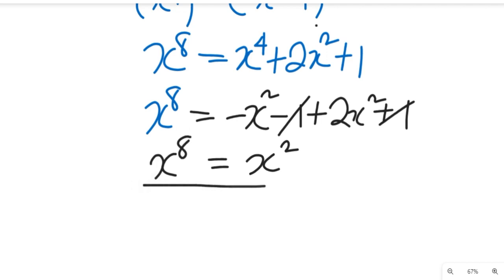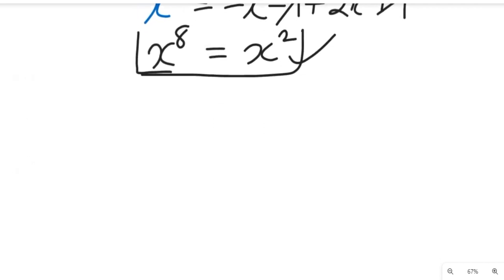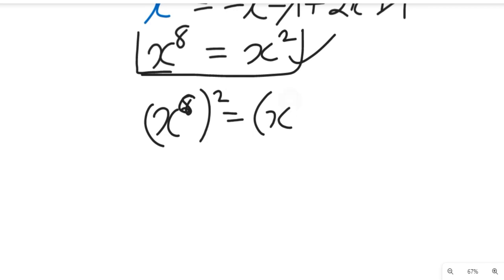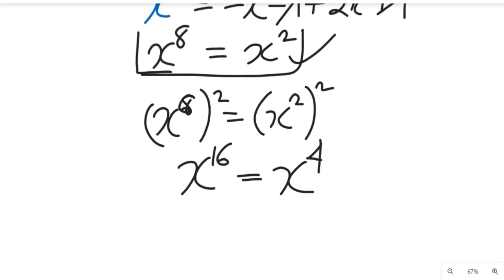Now, this is another expression I want you to take good note of. We're going to make use of it as we solve this equation. Now, having got this, all we need to do is to square both sides as we look forward to getting our x to the power of 32. So if we square both sides, we'll have our x to the power of 8 all squared equal to x squared all squared. So this will give us x to the power of 16 equal to x to the power of 4.